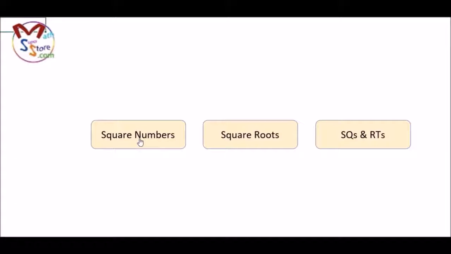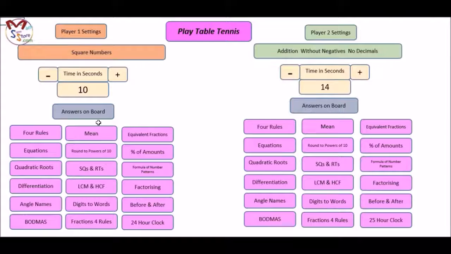Squares and square roots, you can choose from square numbers, so only square numbers will be asked, it tells you here, or we can just have square roots for player 1, or for player 1 we can have squares and square roots, and player 2 at the moment is addition without negatives and no decimals, but player 2 now we want differentiation, and differentiation is A-level work, so we play.